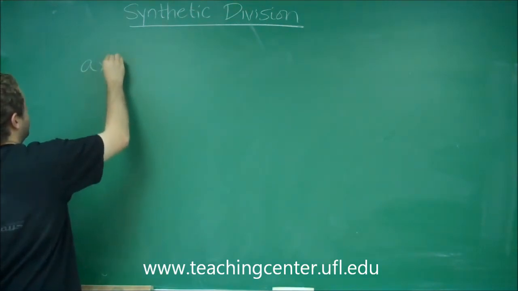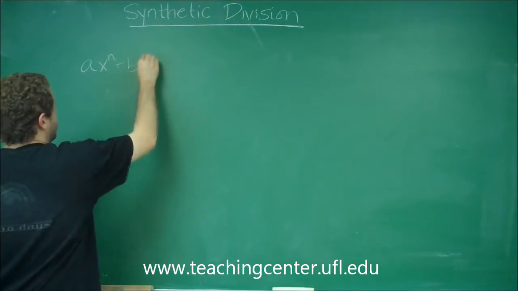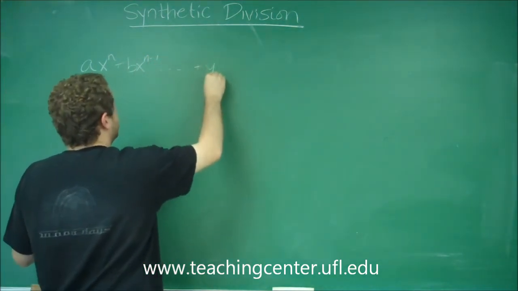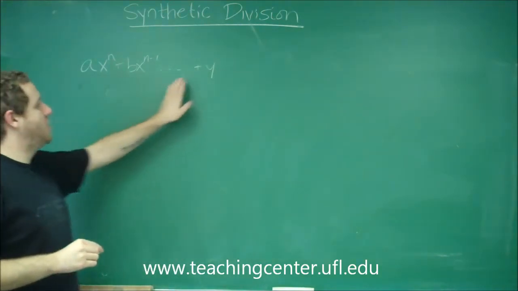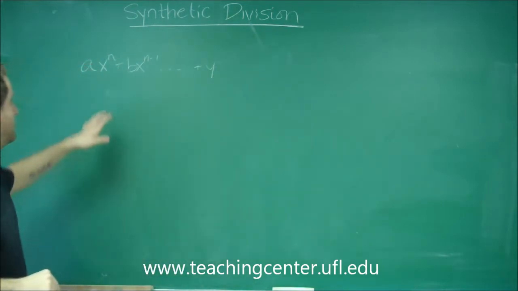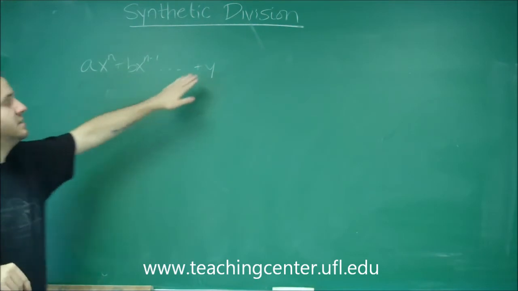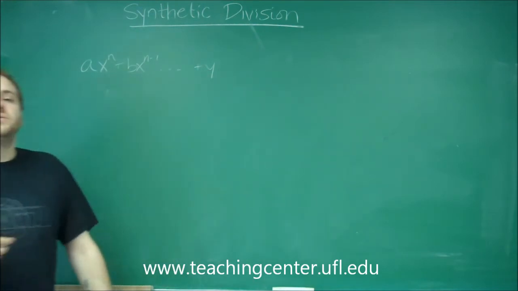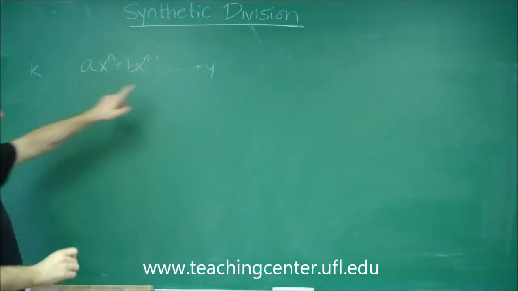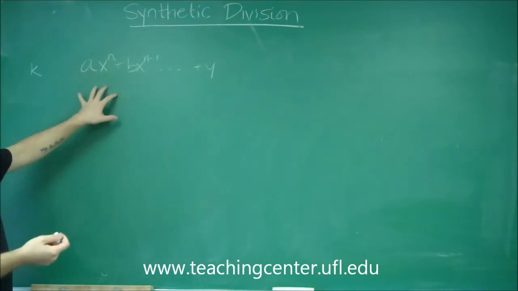a x to the n, so it could be as large as you want, plus b x to the n minus 1, etc., all the way to the constant, let's just say, y. So you had all these coefficients on the x terms. If this was a fifth degree polynomial, then you'd have 6 coefficients, because of all the x's and the constant. And you want to see if some number k, let's assume k is not one of the numbers in this list, is a factor of this polynomial.